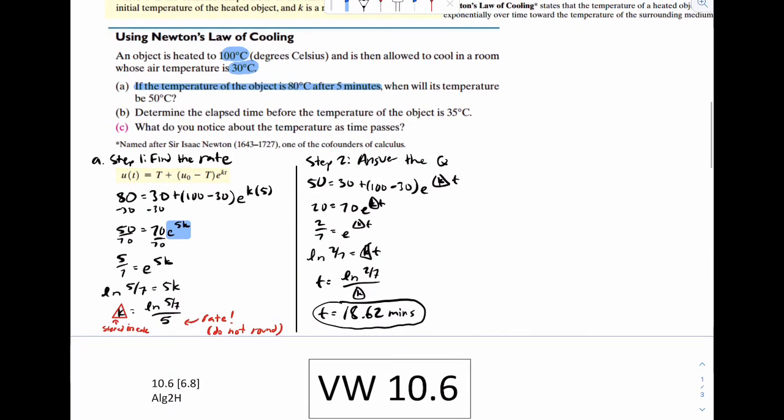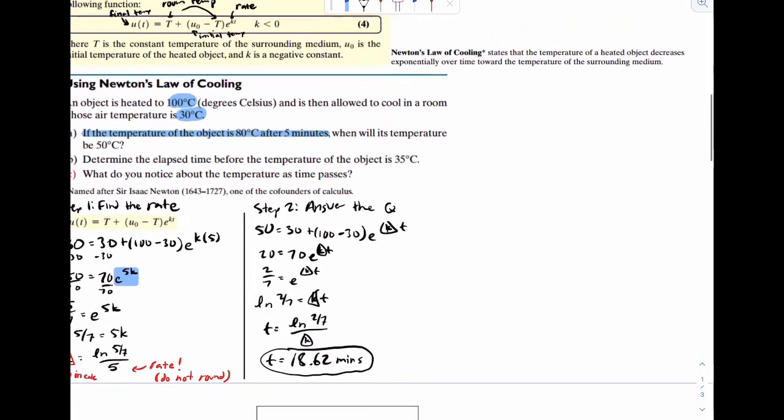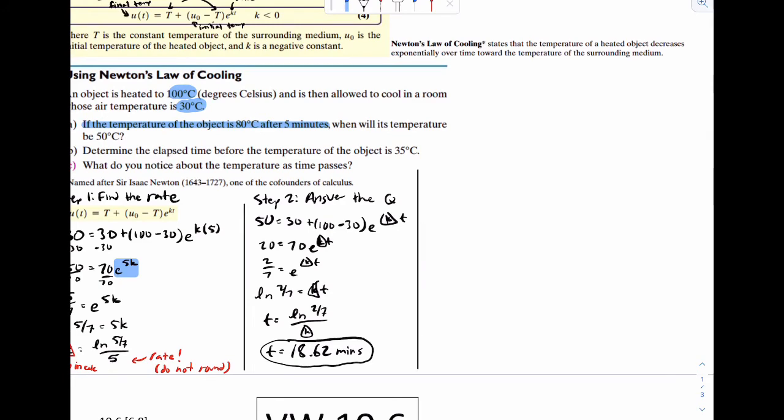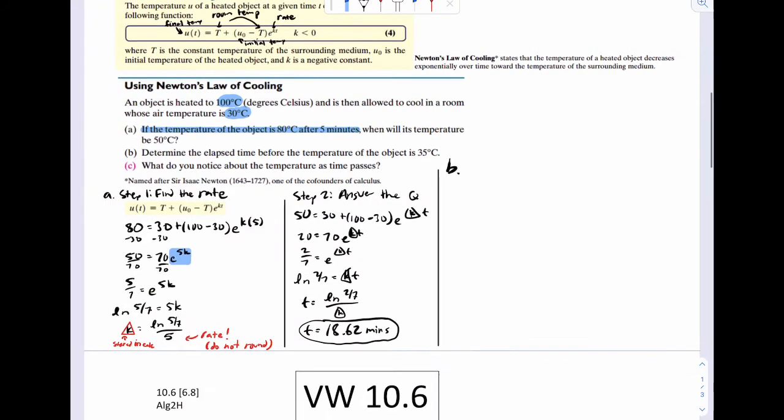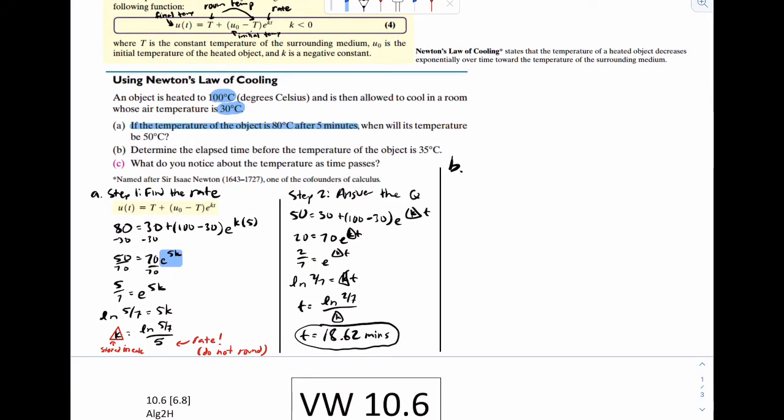Okay, we'll do B, and C is really fast, so we're almost done. So B is saying, determine the elapsed time before the temperature is 35 degrees. So at this point, this is easy because you have the rate. Once you have the rate, all these problems are pretty much identical. So the final temperature is 35 degrees, and everything else is the same. The room temp is 30, the initial is 100, and then E to the triangle KT.